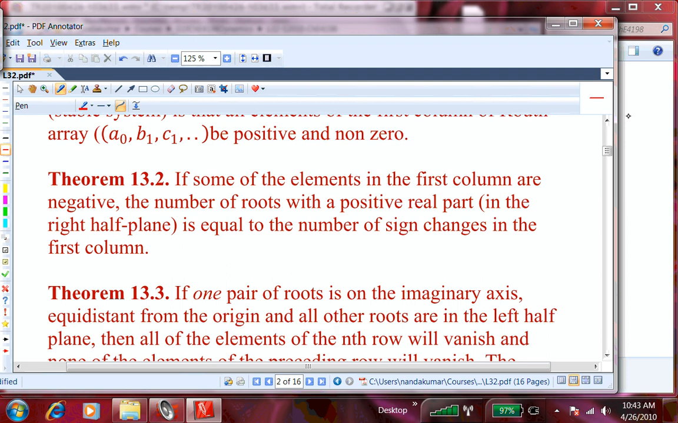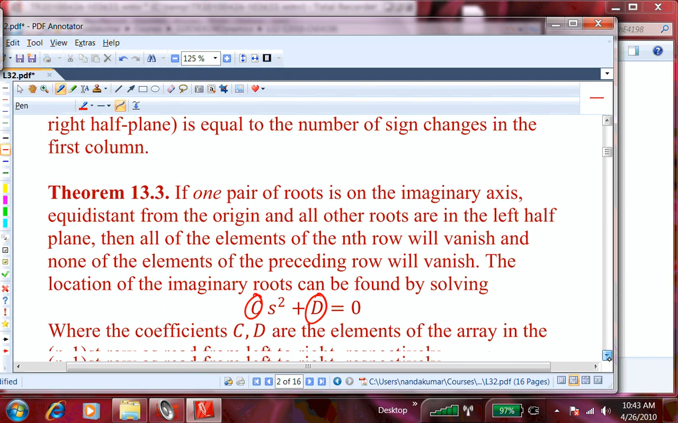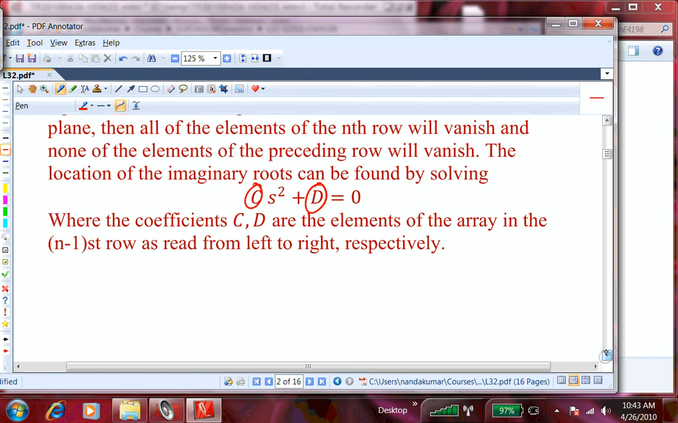And if some of the elements in the first column are negative, the number of roots with positive real part is equal to the number of sign changes. Okay? So the first thing is there should be no sign change if you want a stable system. If there is a sign change, the second theorem says that the number of roots on the right-hand side is equal to the number of sign changes. The third one says, if there is a row of zeros, then there is a pair of purely imaginary eigenvalues. And that's an important one, because the third one is the one that's going to allow us to determine the stability boundary as we are tuning the parameters. So we're going to apply these through a set of examples.